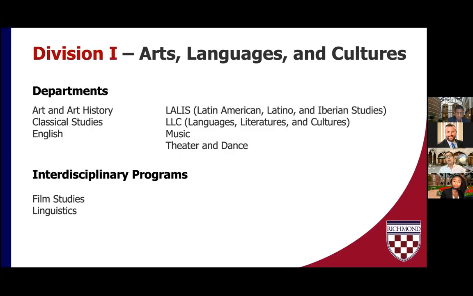So within Division 1, there are 7 departments. You have Art and Art History, Classical Studies, English, LALIS, which is Latin American, Latino, and Iberian Studies, LLC, Languages, Literatures, and Cultures, which contains a lot of modern languages other than Spanish and Portuguese, Music, Theater, and Dance. And in addition to these programs, you have interdisciplinary programs in Film Studies and Linguistics. Film Studies draws on a lot of faculty from other departments in Division 1, and Linguistics also has faculty that cross departments as well.